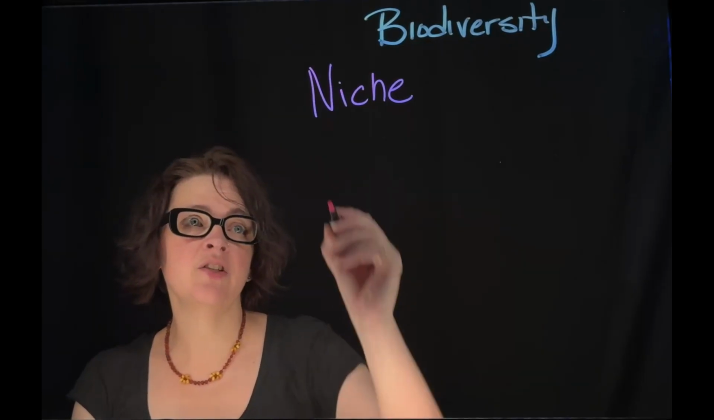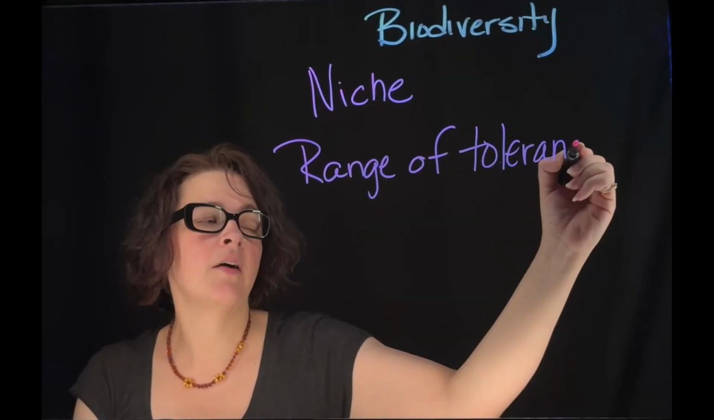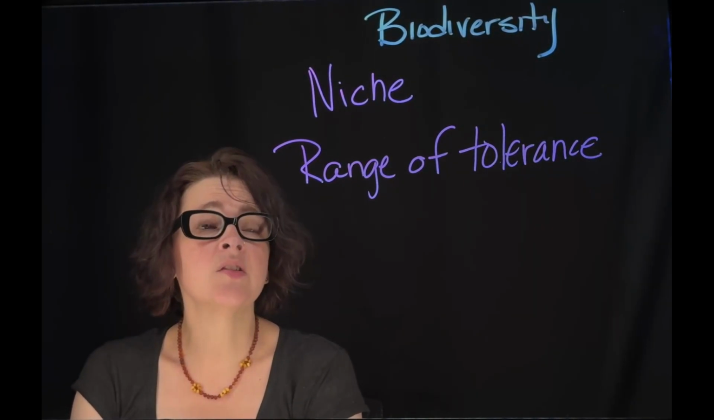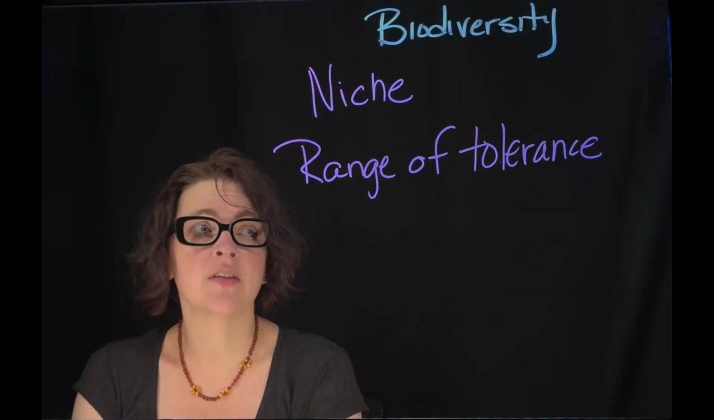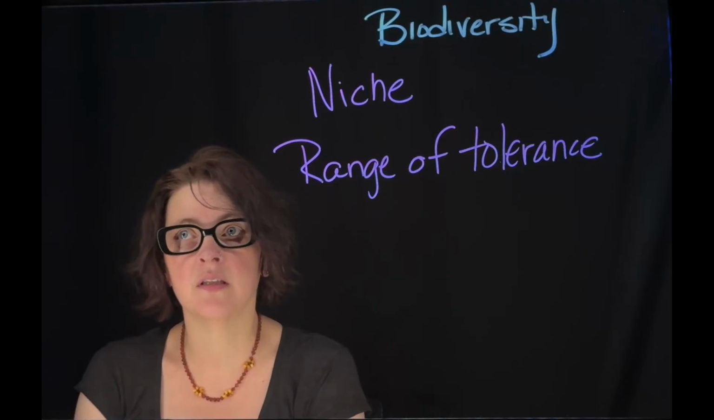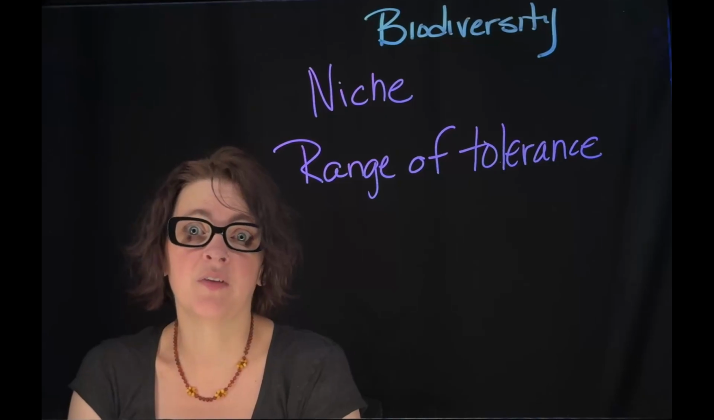When looking at niches, we do need to keep in mind the range of tolerance of that species. So how far does that niche extend? What is the range of abiotic factors that species can tolerate? What's the temperature range? What's the pH range? What's the humidity range that species can tolerate before it can't survive any longer?